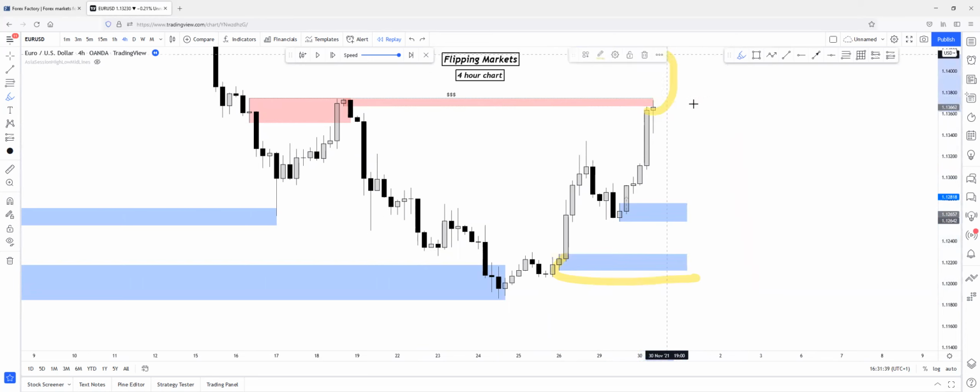So once again, liquidity sweep. After the liquidity sweep, reversal on the 15-minute chart and on the 1-minute chart. And after the reversal, you can enter a short trade and target this demand zone.